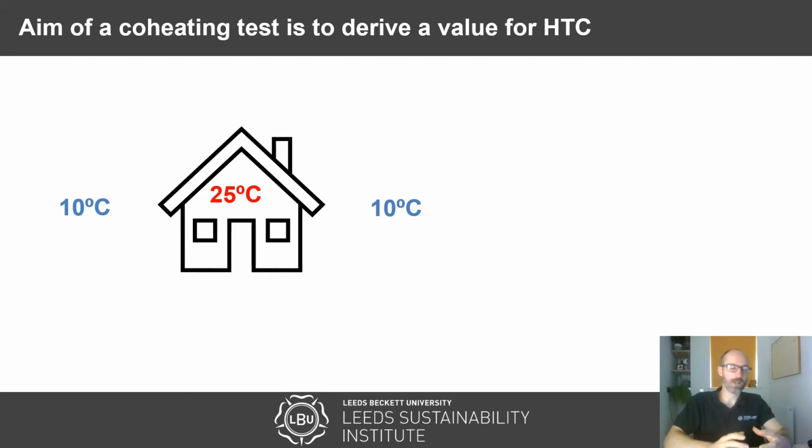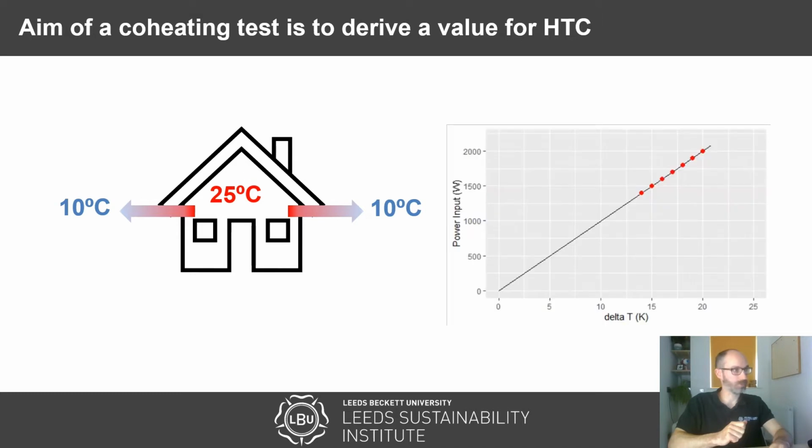In order to calculate the HTC then, the coheating test tries to do just that. We put a lot of energy into a property to raise up its temperature. That energy will then be lost to the external environment. So we measure how much power is required to keep it at the elevated temperature, and then we will plot that data on a graph. So we'll plot it on a power delta T graph.